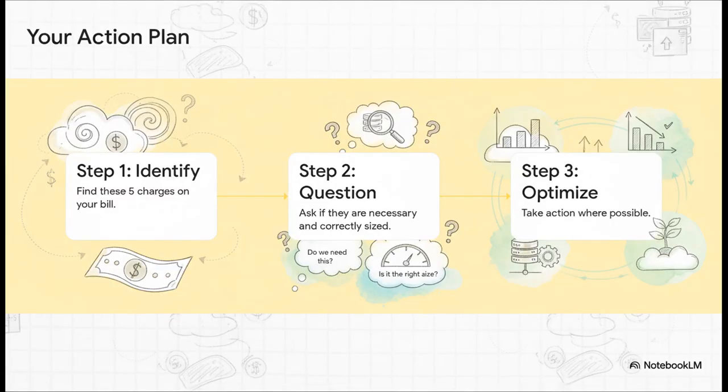So here is your action plan. It's 3 simple steps. First, grab your latest cloud bill and actually find these 5 things: compute, storage, data transfer, managed databases, and load balancers. Second, for each one, just ask 2 simple questions. Do we still need this? And is this bigger than it needs to be? And third, you optimize. Just starting that conversation can uncover huge savings. It's the most powerful thing you can do.